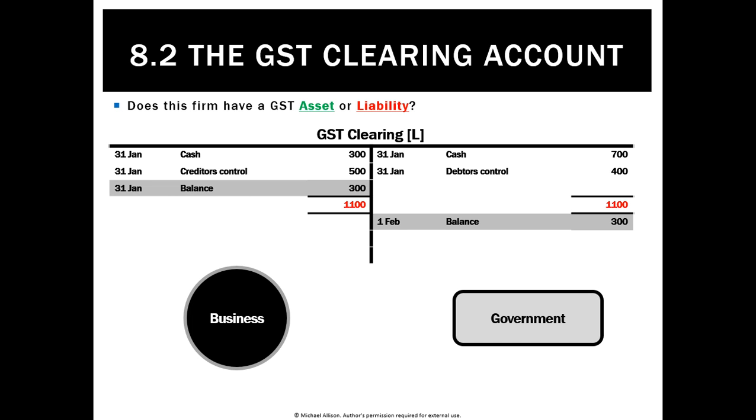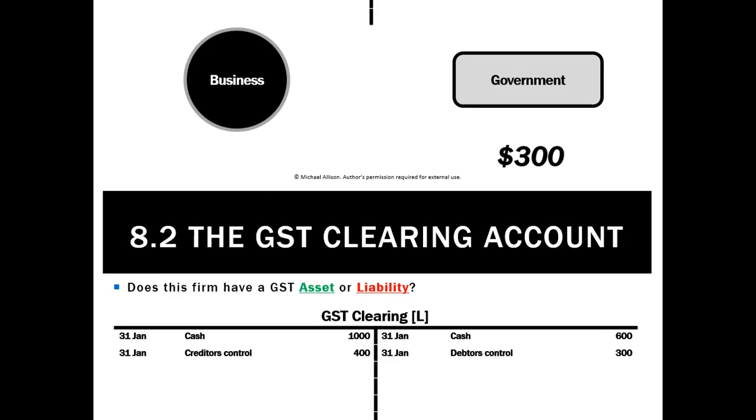Where this chapter is a little bit different to our other chapters is that we owe $300, so at some point we're actually going to have to settle that. What does that mean? That means we're going to need to pay the government the $300.